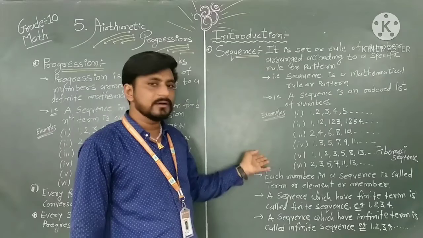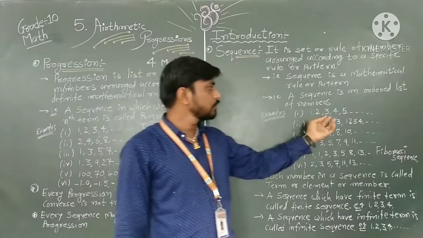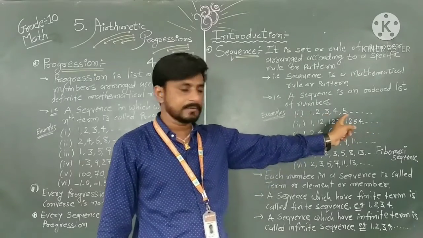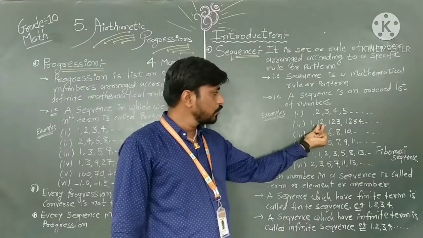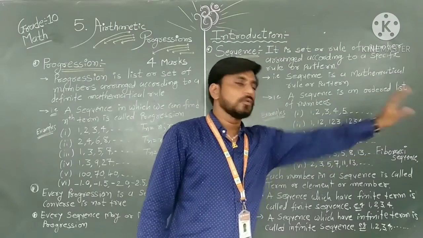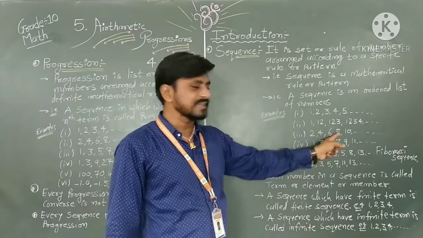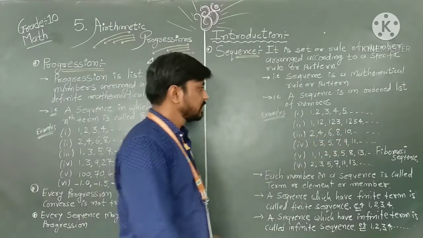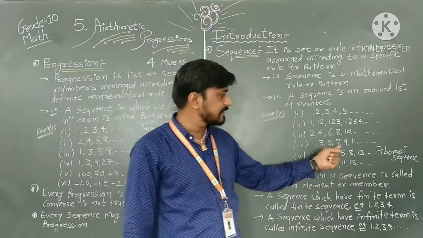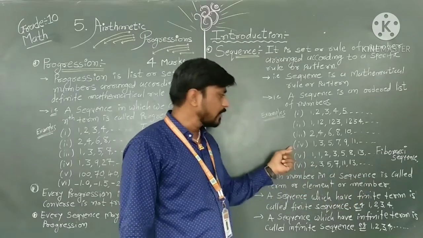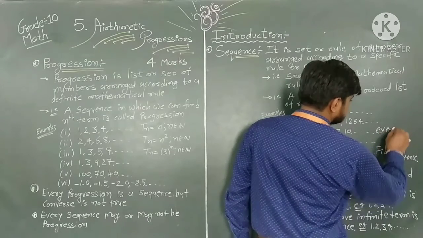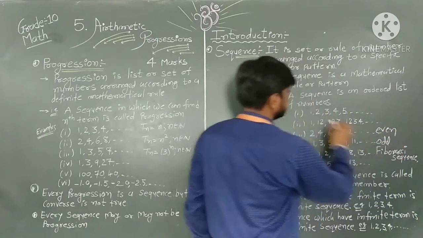Here, I write some examples of a sequence. Suppose 1, 2, 3, 4 up to infinity. This is the set of natural numbers. Second, 1, 1, 2, 1, 2, 3, 1, 2, 3, 4. Next, 1, 2, 3, 4, 5 and so on. Here 2, 4, 6, 8, 10, the set of even numbers. Next example, 1, 3, 5, 7, 9, 11, and so on, the set of odd numbers. So I write here even numbers, here odd numbers. This is natural numbers.